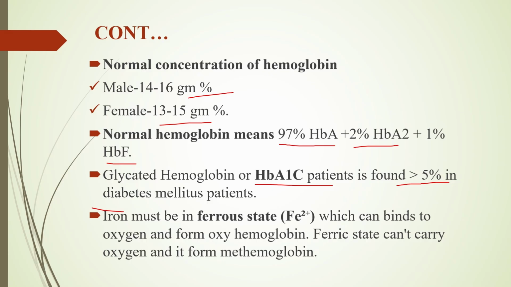Then iron must be in the ferrous state. As I told you, the iron in protoporphyrin ring 9 is present in the center and this iron will bind with oxygen to form oxyhemoglobin. The ferric state, the Fe3 positive state, cannot carry oxygen and it will form methemoglobin.